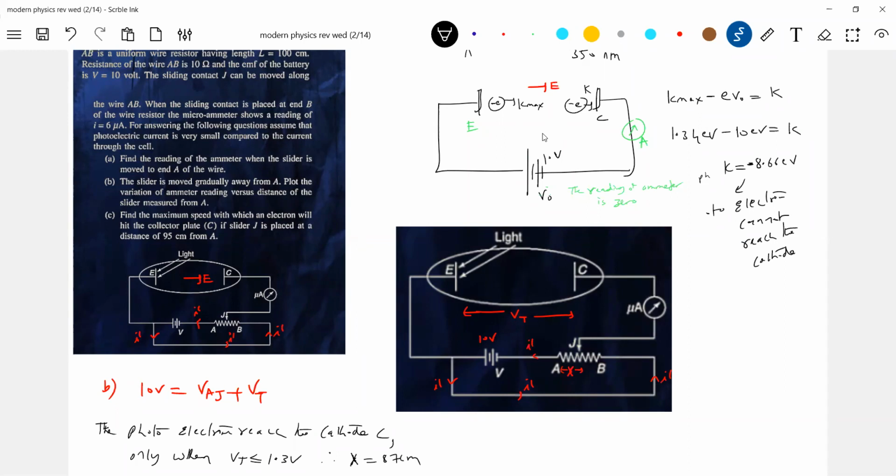Now, when X is greater than 87 centimeters, what do you expect? The drop across the cell will be less than 1.3 volt, so more electrons will come and strike the cathode. What do you expect? The current will increase.